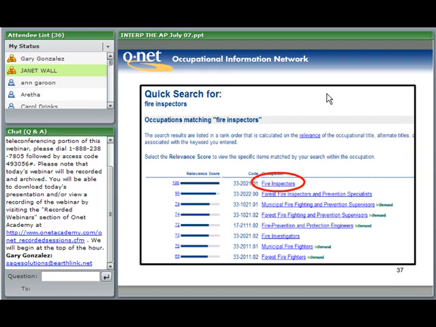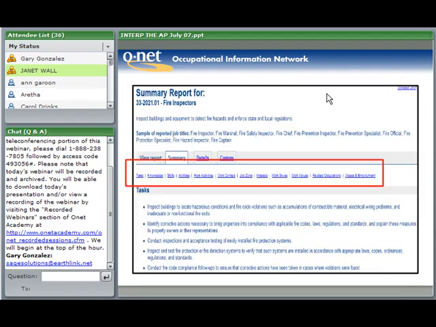And up will come a listing of several occupations. Fire inspectors happen to be at the top of the list, and that's the occupation that this person is interested in. So we would click on that occupation, and we would come up with a summary report, which includes the vast variety of information that one finds in the ONET system. We would see a short description of that occupation, a sample of reported job titles, so other job titles that might be used by people in, say, want ads or in job descriptions.